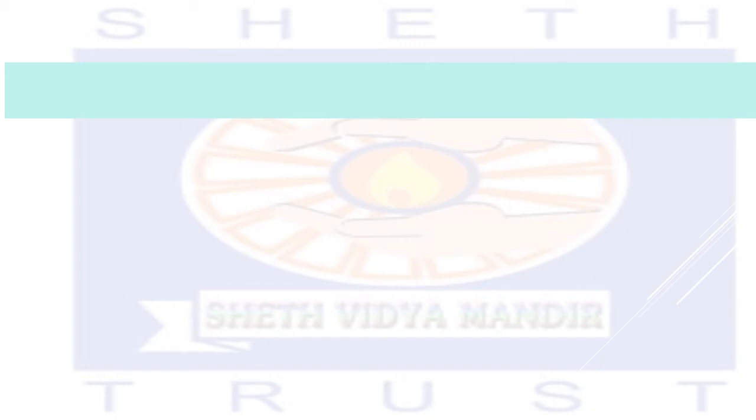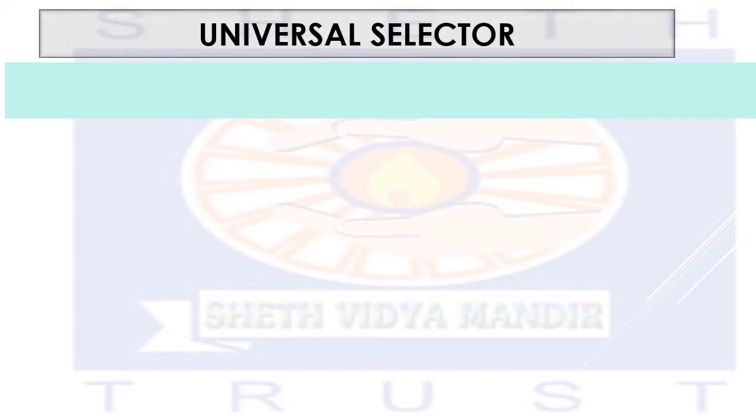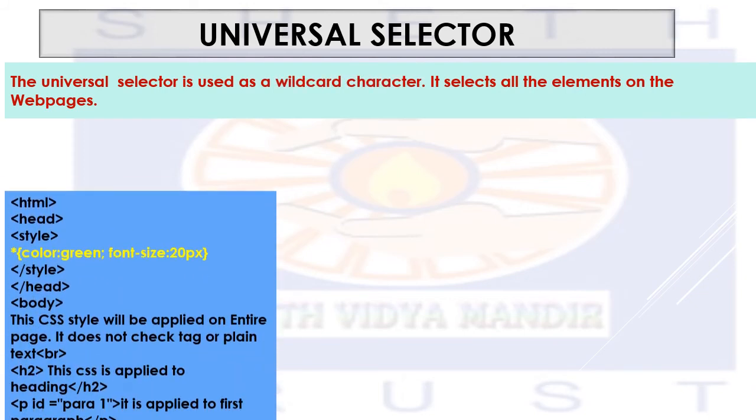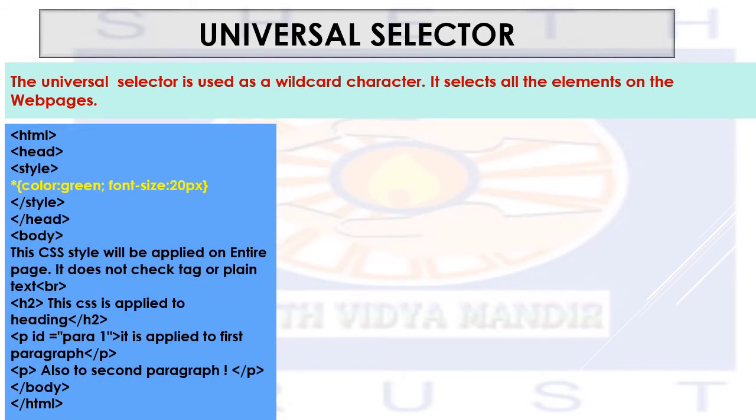Okay. Now come to the next slide and the next selector, which is called the universal selector. From the name itself you will understand what universal means. Universal means the whole file, the whole web page, to everyone. The universal selector is used as a wildcard character. It selects all the elements on the web page.